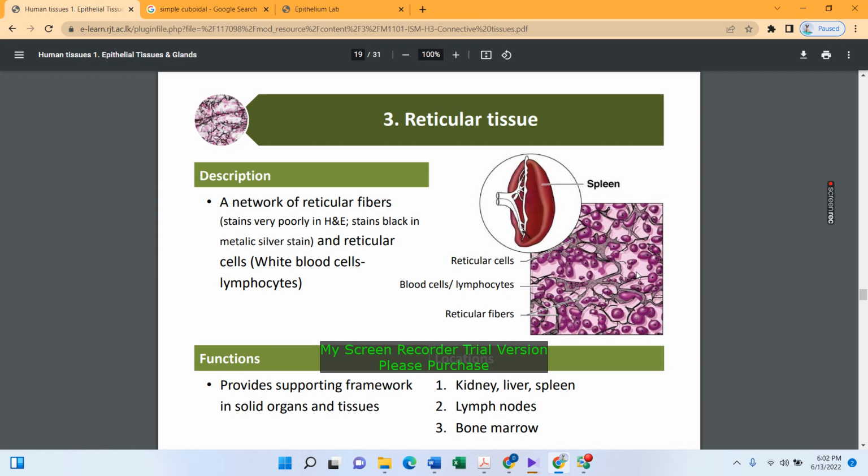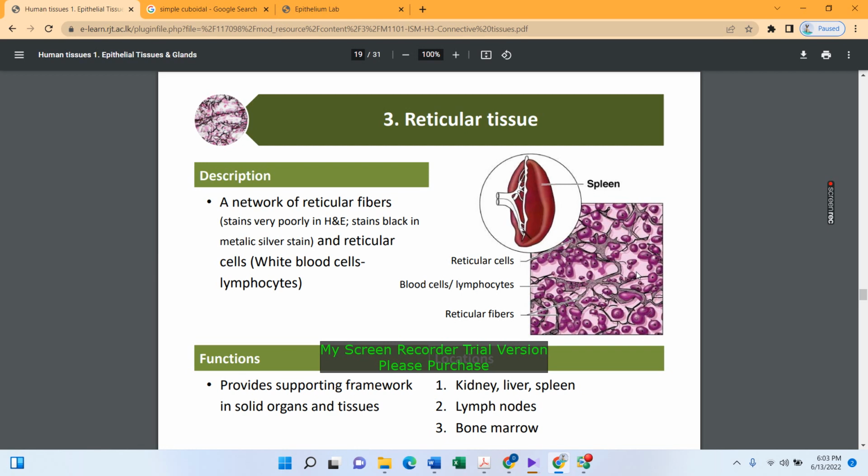Its function is providing supporting framework in solid organs and tissues, and it's found in kidney, liver, spleen, lymph nodes, and bone marrow. Like all the important solid organs and tissues, they are given this supporting framework by reticular tissue, which is composed of reticular fibers, reticular cells, that is white blood cells and lymphocytes.